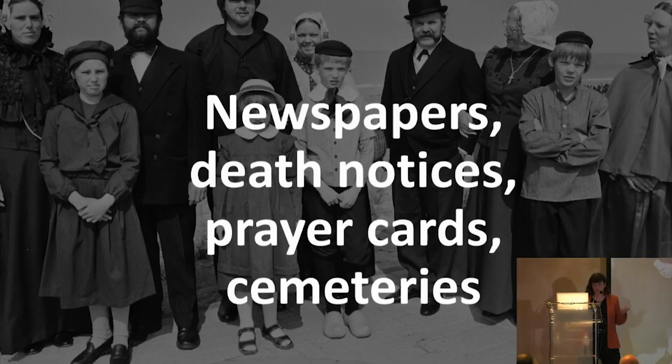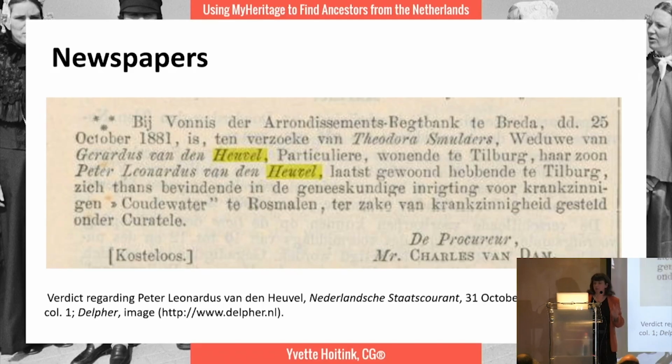And there are other types of records you may be able to use. Newspapers, death notices, prayer cards, cemeteries, these are all different types of records that I'm grouping together now. Newspapers is a wonderful new addition to MyHeritage. We have the Royal Library in the Netherlands that is scanning all the newspapers that were published. And you can search it on their website by just typing in the names you're looking for. But MyHeritage will automatically search them for you and give you record matches, etc. So that's very convenient. And here we have an example.